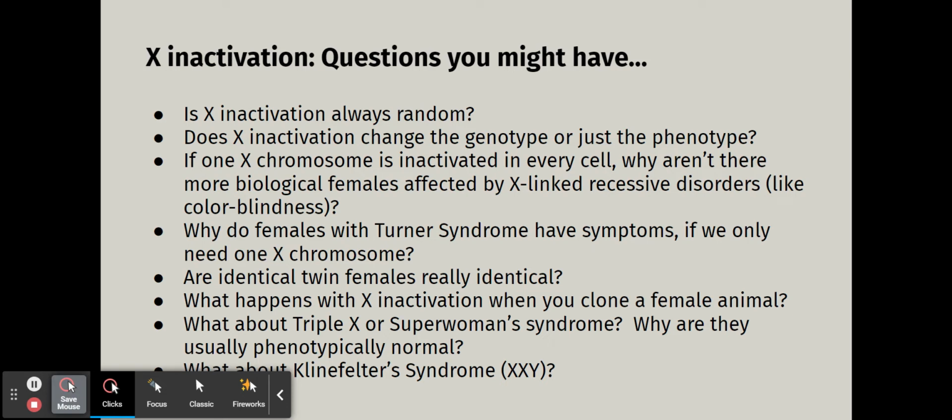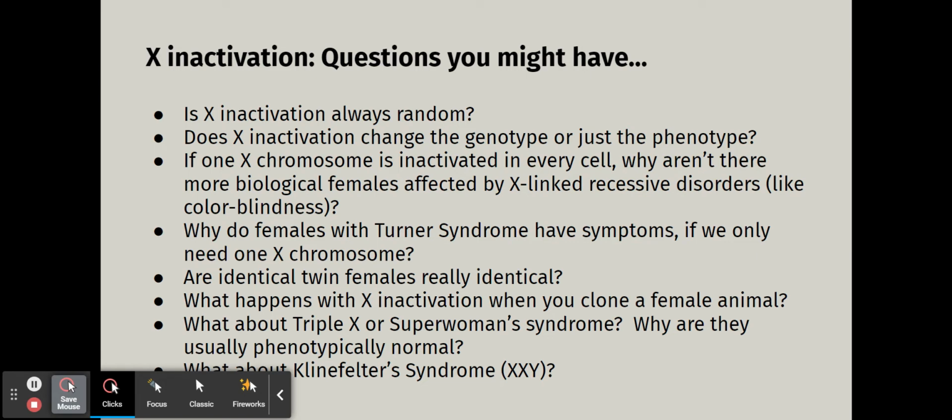About skewed X inactivation, where sometimes we see those X-linked recessive disorders in a female with a relatively normal genotype. They have the dominant allele, but for some reason, the X chromosome that was selected to express all of its traits was the one with the recessive allele. It happens. It's just not very common, skewed X inactivation, and it is thought to be a random process.